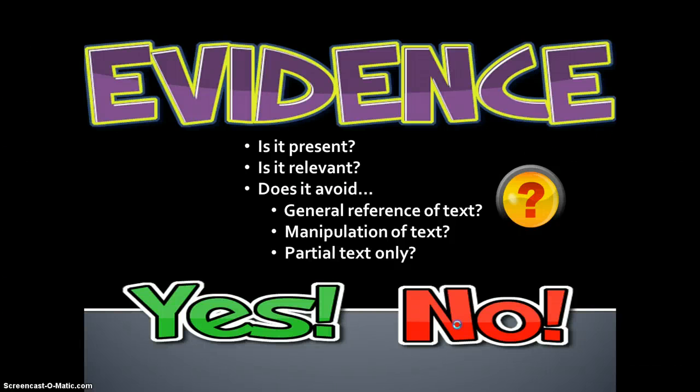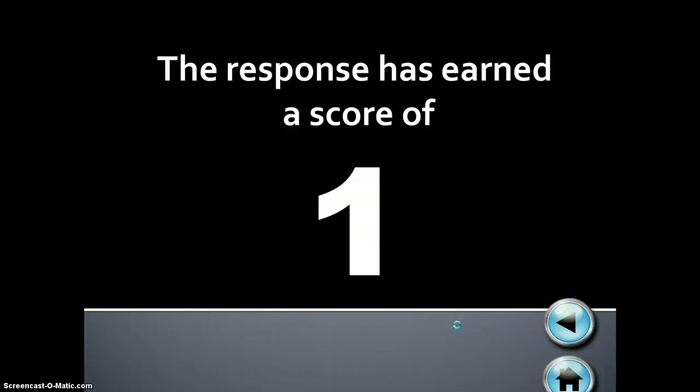Once they click on no, it provides you with a score. There is no more negotiation. There is no further that this score can actually go if the evidence is not specific and relevant and present and avoiding all the other features.